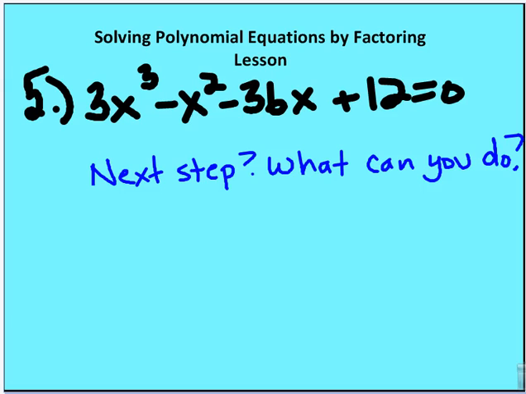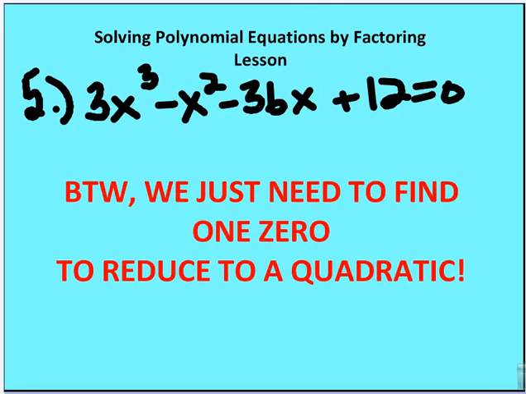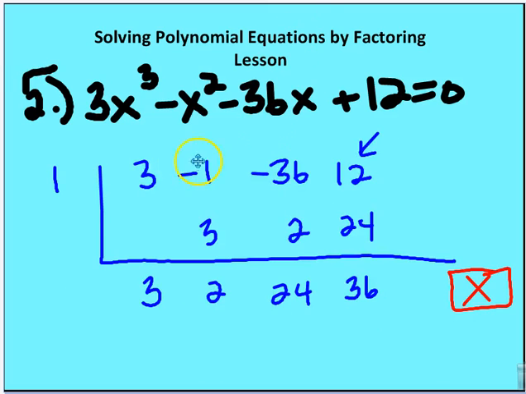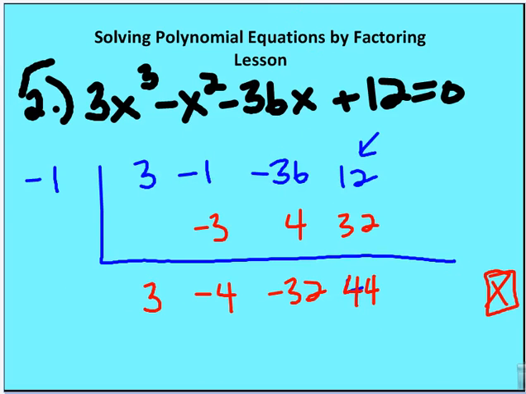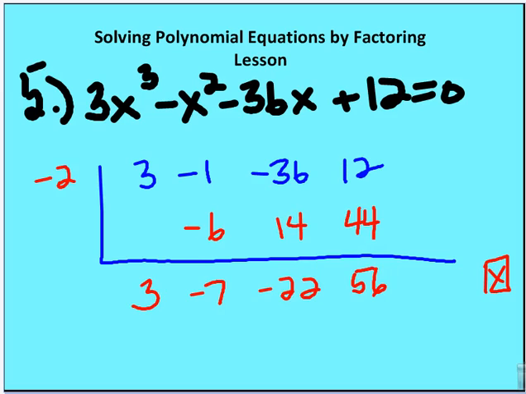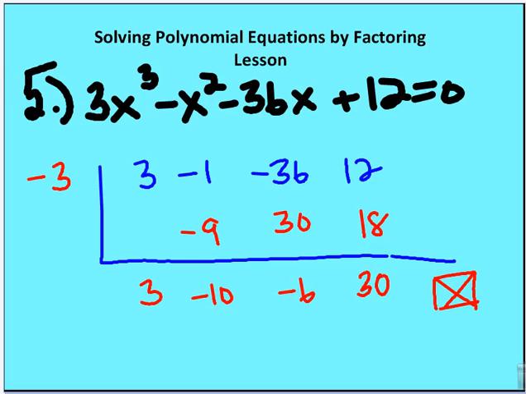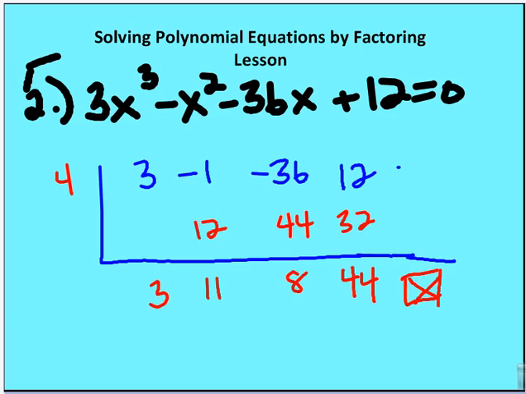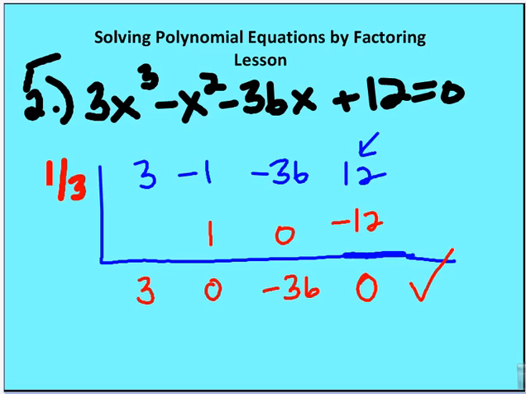Now we're going to try this next one. We're going to try to solve this by using the rational root theorem. Again, we just need to find one root. Here are the possible roots. 1 doesn't work, -1 doesn't work. 2 doesn't work, -2 doesn't work. -3 doesn't work, 3 doesn't work. -4 doesn't work, 4 doesn't work. All right, 1/3 finally works.